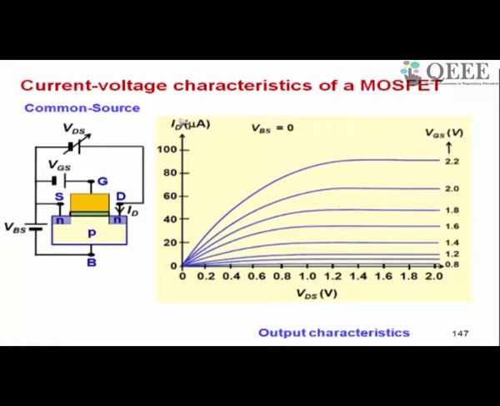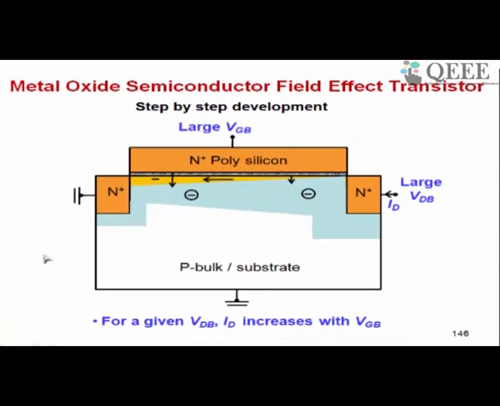This shows ID as a function of VD, except that here we have used the symbol S, VDS. Why? Because VBS is 0. VBS means this source and this bulk, these two are shorted, right? Even on the previous slide, that is how it was shown. This bulk and this source, they are both shorted, okay?